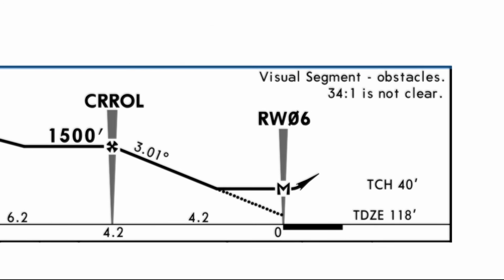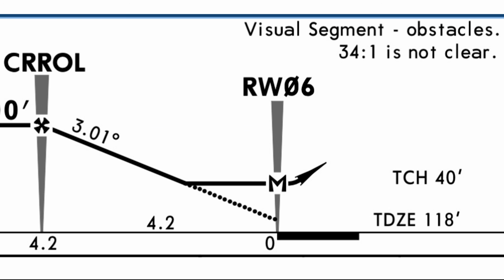It also has that visual segment obstacles note, but the vertical descent angle is shown. It's 3.01 degrees, which takes us to a threshold crossing height, or TCH, of 40 feet. Still, where exactly do we cross at 40 feet? Is it the threshold or the beginning of the displaced threshold? This is important. If we're being taken down to the displaced threshold, we're lower than we would be on a purely visual approach, and we'd have to worry a bit more about those obstacles below us.